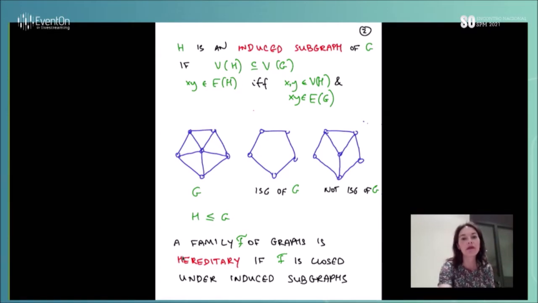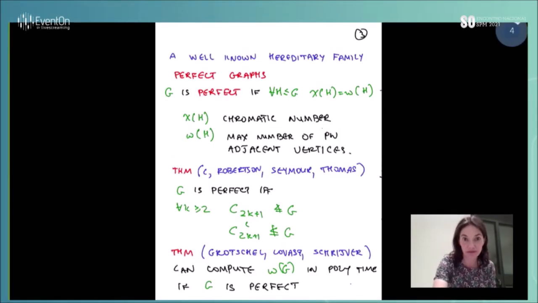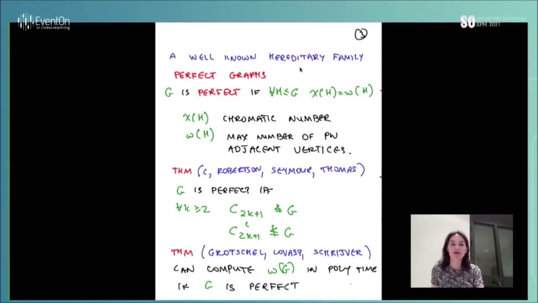Okay, so now a family of graphs is hereditary if it's closed under taking induced subgraphs. If for your family, a graph is in it, then all its induced subgraphs are in it, you call this family hereditary. So what I'm interested in are hereditary families of graphs. Possibly the most well-known hereditary family is the family of perfect graphs, and let me tell you what those are.